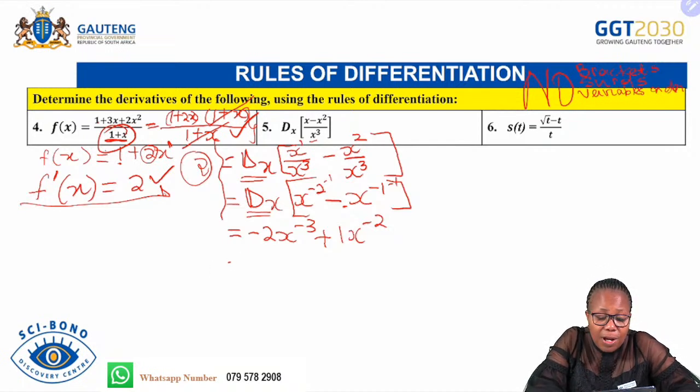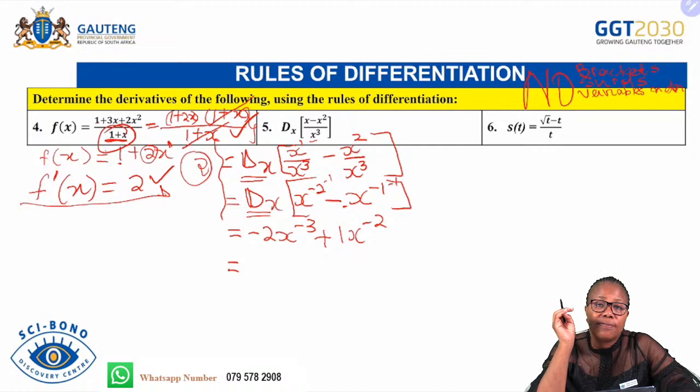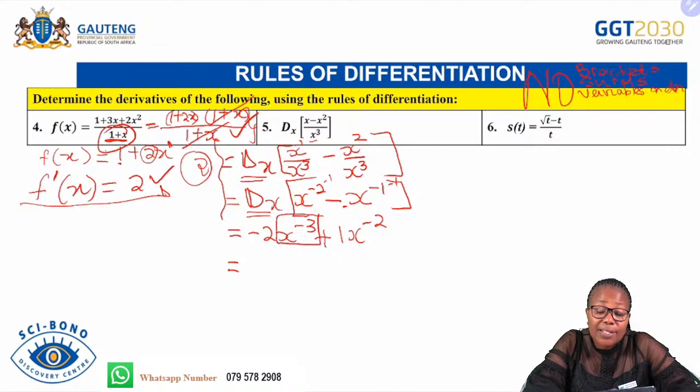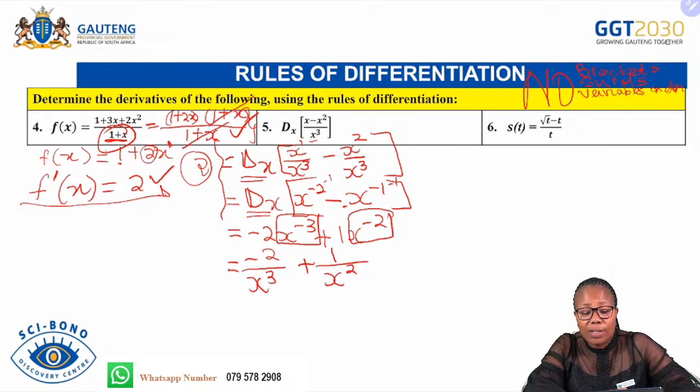And then if we want to get rid of the negative indices, because sometimes the examiner will say all your answers must be in positive exponents or indices, you need to take this one because it's the one that is affected by a negative exponent. It will be minus 2 over x cubed, plus we have 1 on top. This one that is negative is the one that will go below, x squared, grade 12.